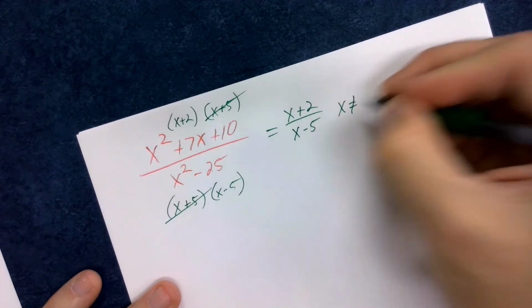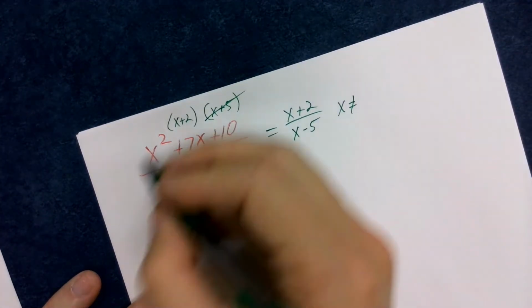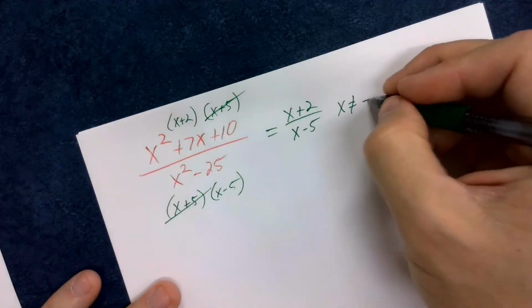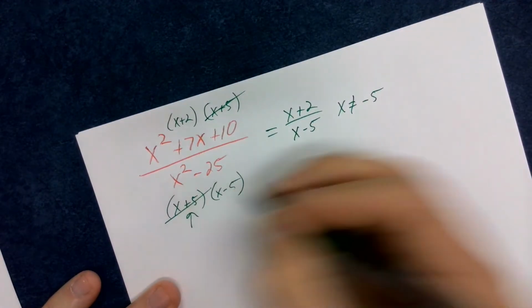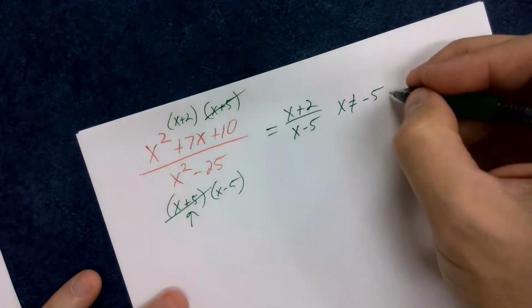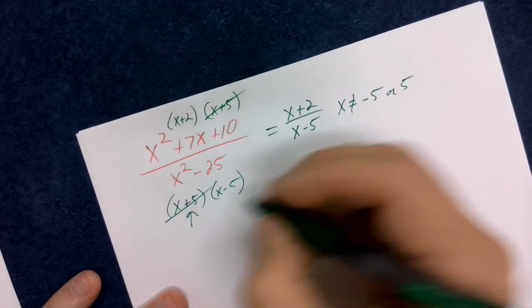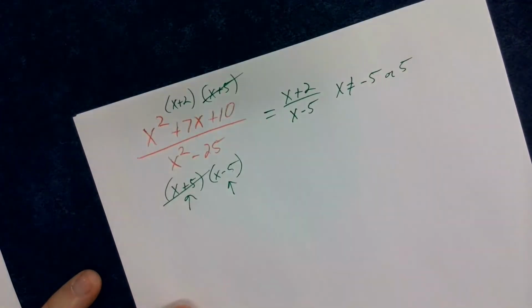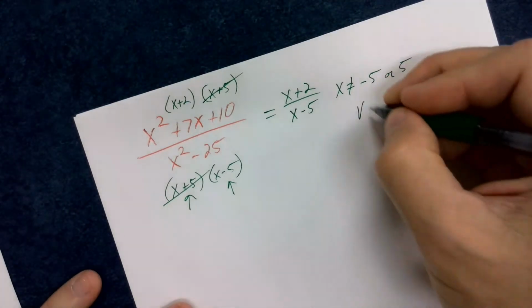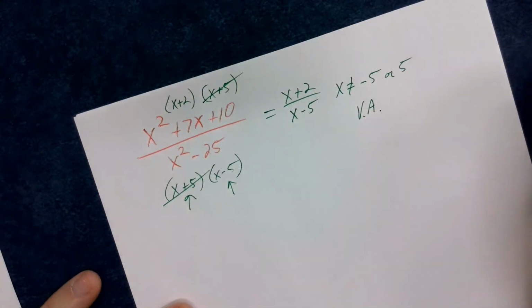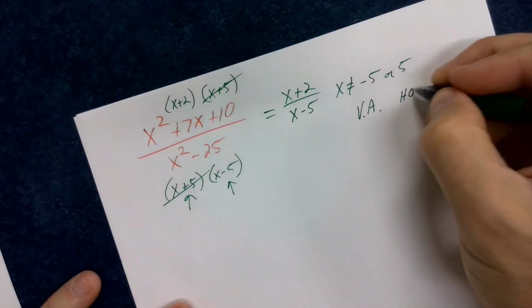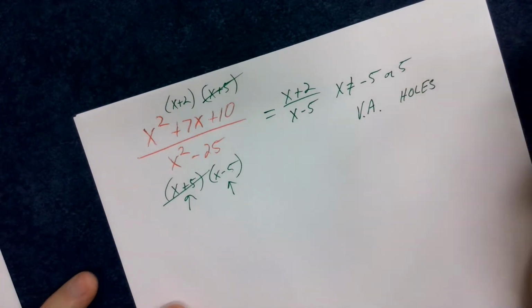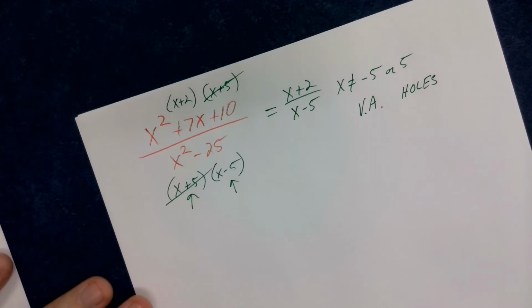Knowing that x is not allowed from my original problem to be negative 5 from that set of parentheses, or positive 5 from that set of parentheses, because those would be vertical asymptotes or holes. VAs, that's what vertical asymptote stands for, or holes in the graph. Technically, there would be one at x equals 5.